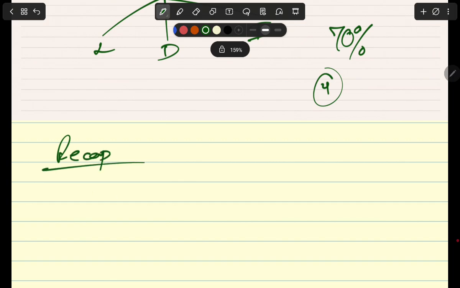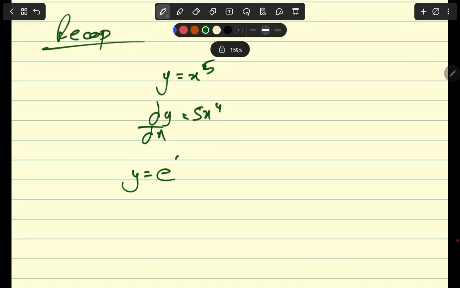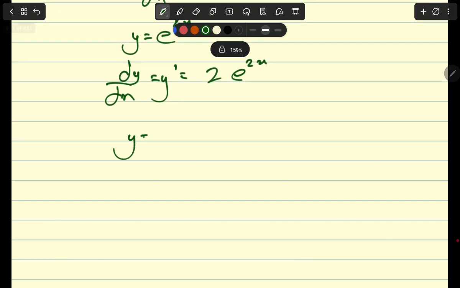Now, let's do a small, very quick recap. Suppose we have y equals x squared. How do we differentiate it? It's very simple. Let's say it is x to the power of 5. Then the differential of this is going to be equal to 5x to the power of 4. Now, what if you have e to the power of 2x? The y prime of this is going to be equal to the differential of the power times the exponential function as it is. What if y is equal to sine of 3x? Then y prime is going to be equal to 3 times cos of 3x, right?